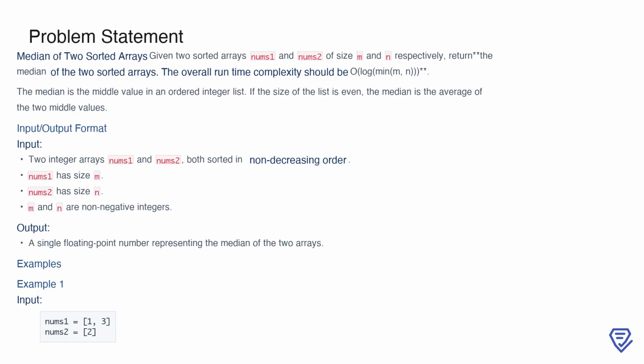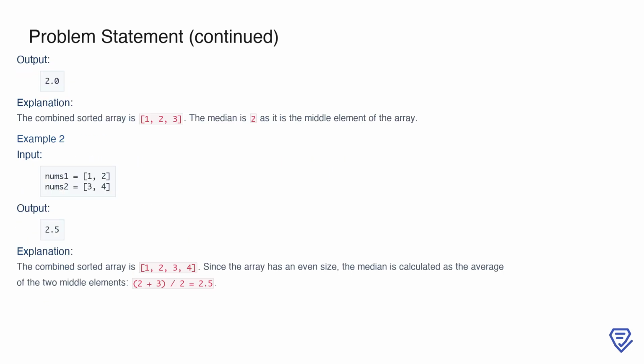For example, if the input arrays are nums1 = [1, 3] and nums2 = [2], then the output will be a single floating point number representing the median of the combined values. In the first example, the arrays are nums1 = [1, 3] and nums2 = [2]. When we combine and sort these arrays, we get [1, 2, 3]. The median is simply the middle element of this combined array, which is 2. So the output is 2.0.